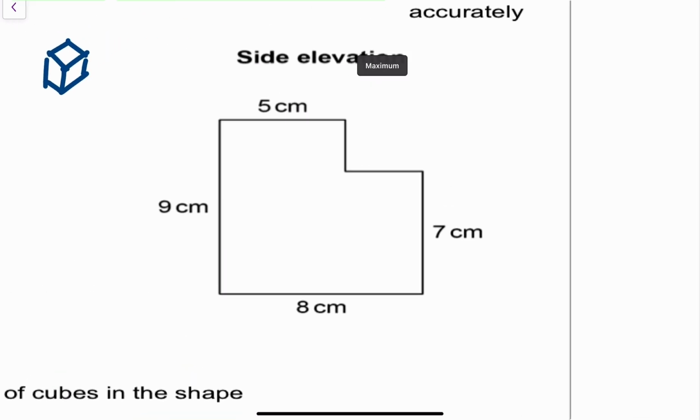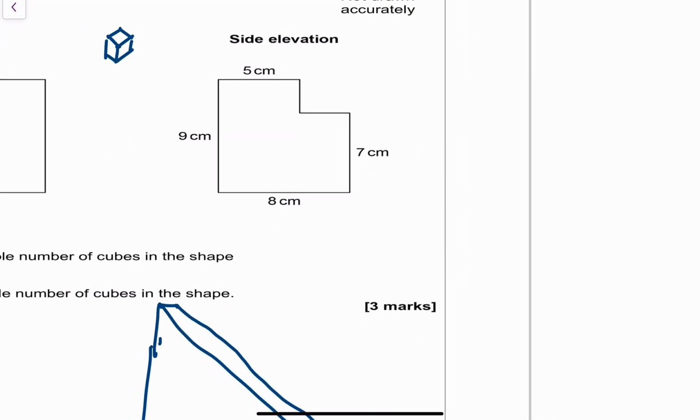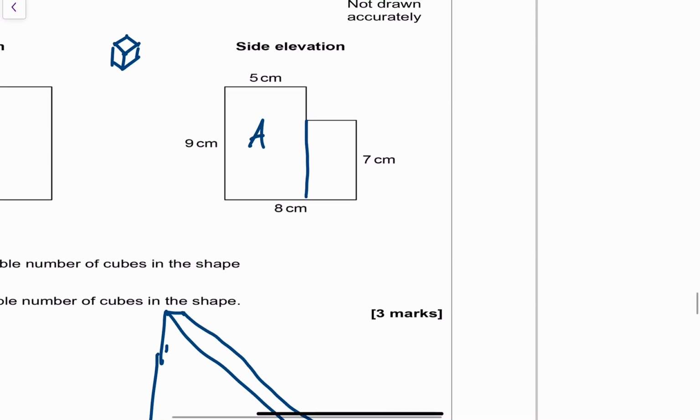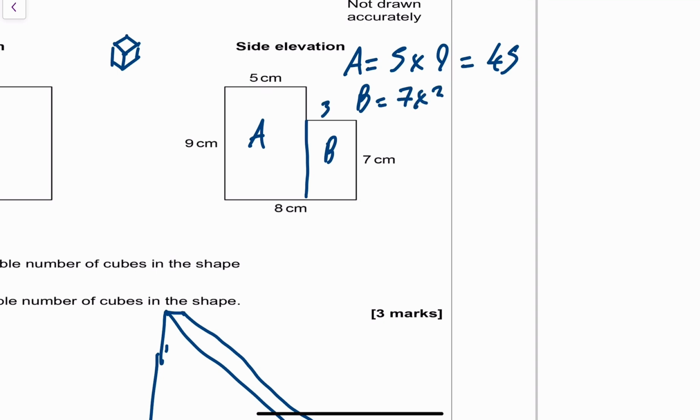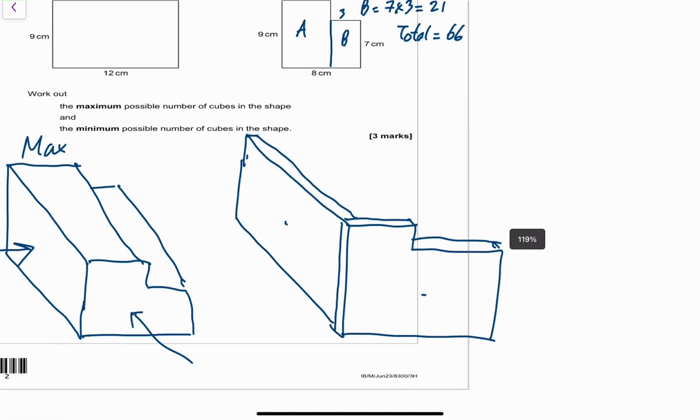So the side elevation for both is the same, so we'll just zoom in on this. I'm going to do a wee vertical line down here. I'll call this A, and I'll call this B. Now A is dead easy. A is just 5 times 9, so it is just 45. B is a little bit trickier. That's 7 high, and then that's going to be 3 wide, so B is going to be 7 times 3, which is 21. So the total is 45 plus 21, which is 66.